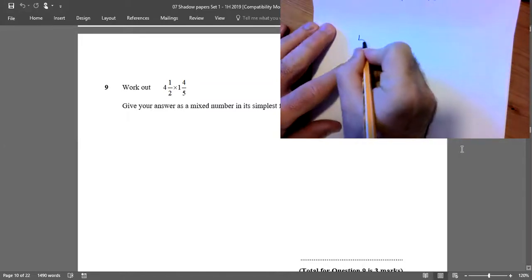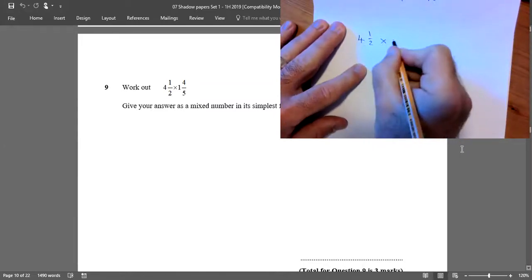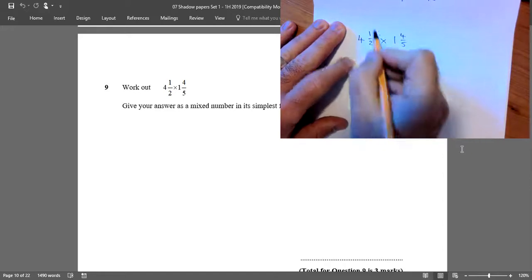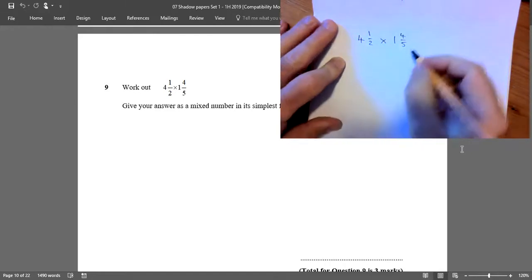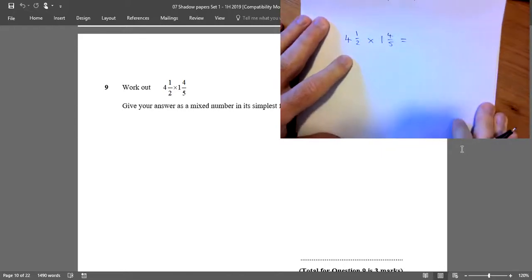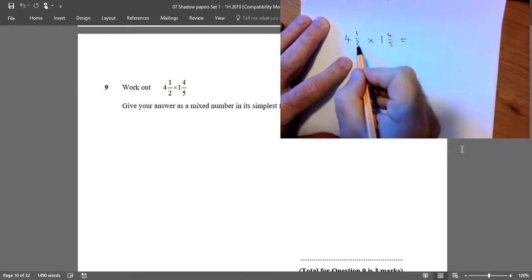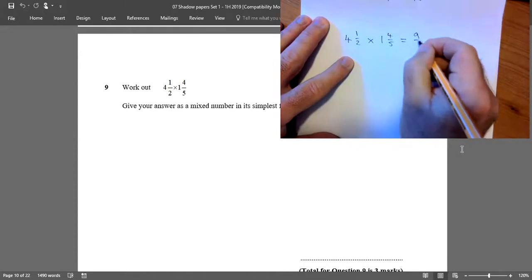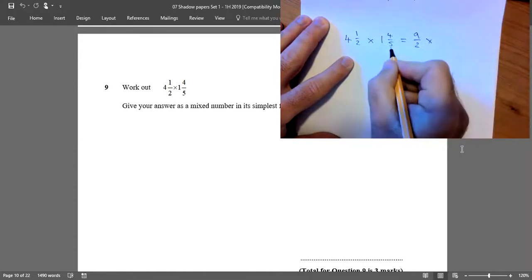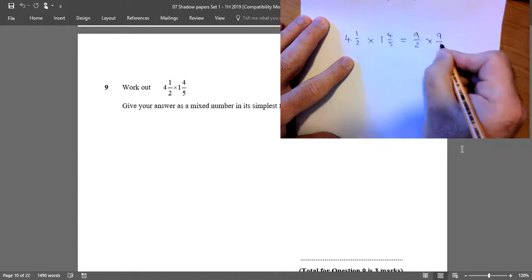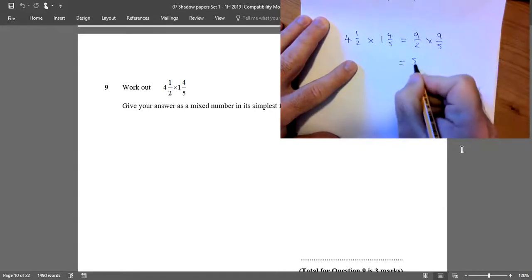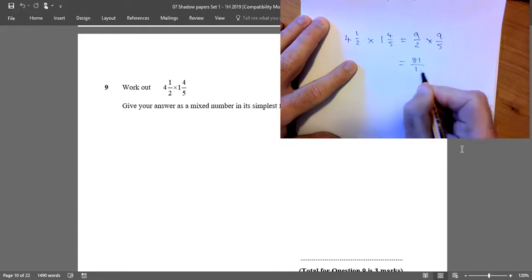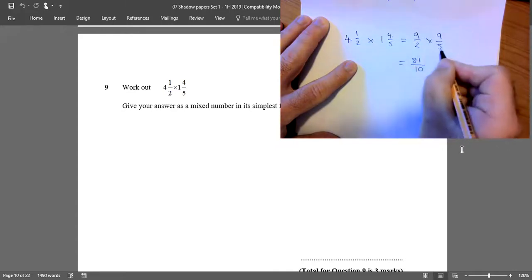So 4.5 multiplied by 1 4/5. So they are mixed numbers. We don't like mixed numbers for multiplication, so let's turn them into top-heavy fractions. 4 times 2 is 8, plus 1 is 9 over 2. Multiplied by 1 times 5 plus 4 is 9 over 5. Now I can just multiply numerators. 81 over 10. Give them 2 times 5.